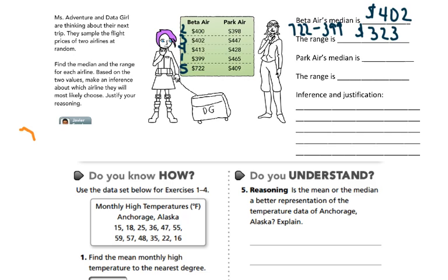I'm going to do the same thing for Park Air, so I'm going to number them 1 to 5, 1 being the smallest. So I have 1, 2 is 409, then 428, then 447, and 465. So I numbered them from least to greatest. Take the middle number for the median, which is the third number, 428. That's my median. And the range is the largest minus the smallest, so that's 465 minus 398.